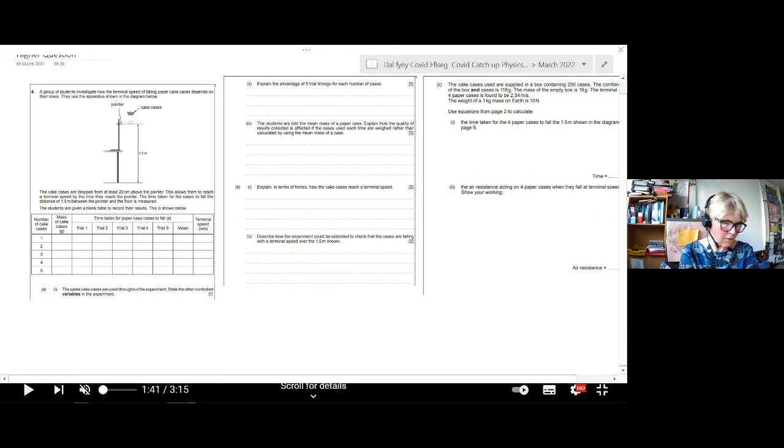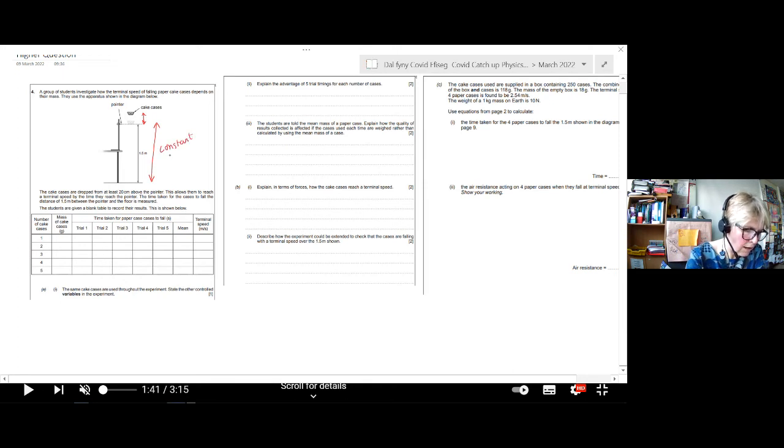They're investigating how the terminal speed of a falling paper cake case depends on its mass. You no doubt have seen this, and you no doubt have had a go at doing this yourself. Now the cake cases were dropped from at least 20 centimeters above the pointer. So that allows them to reach a terminal speed by the time they reach the pointer. So the assumption is that during this fall of 1.5 meters, they are going at a constant speed.